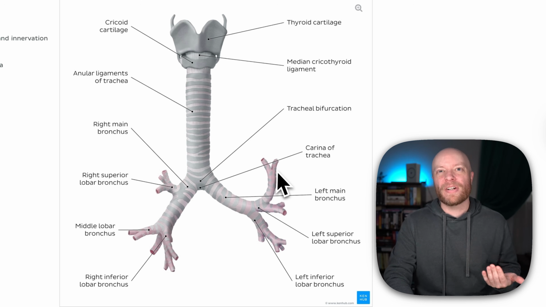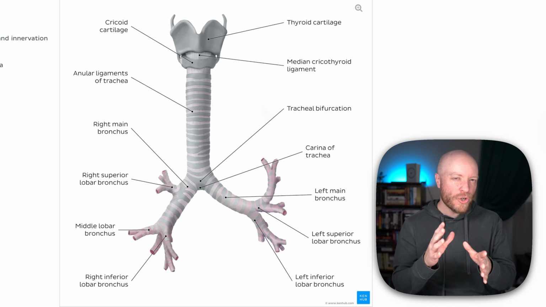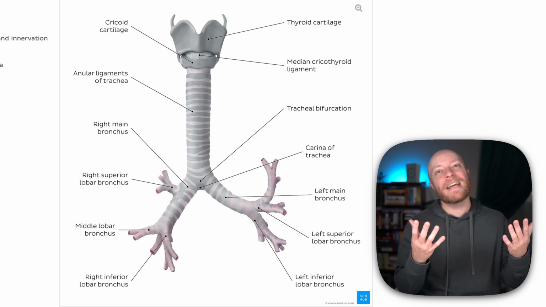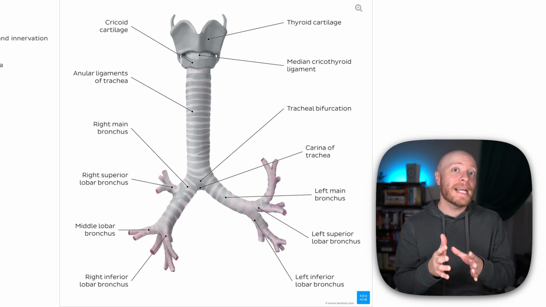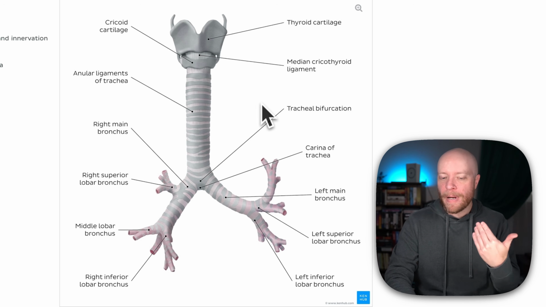So, looking at the trachea, I do want to briefly mention that what you are looking at here is a lot of cartilage. Cartilage is structural in the same way that bone can be structural. It's just meant to be more flexible. And I want you to just think about this.